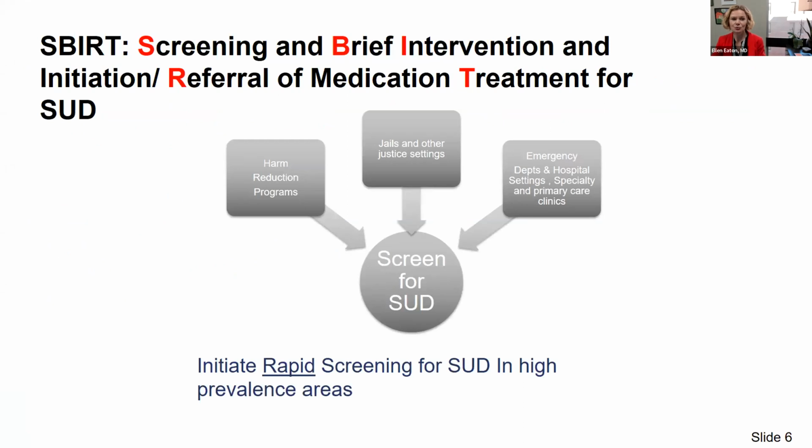SBIRT is a term many of us are familiar with, but it refers to screening and brief intervention and initiation, referral of medication treatment for substance use. So this is the notion that we should be incorporating in various settings, including harm reduction, jails, criminal legal settings, ERs, inpatient ward services, and our outpatient HIV clinics with a rapid screening for substance use, because we know that most of our patients come from high prevalent populations.